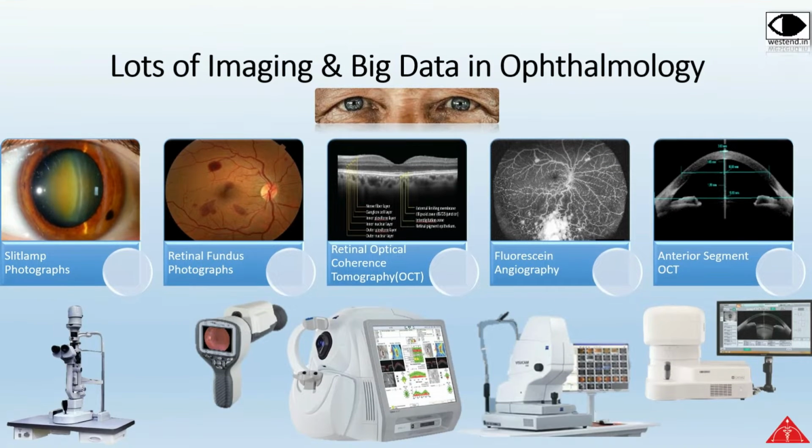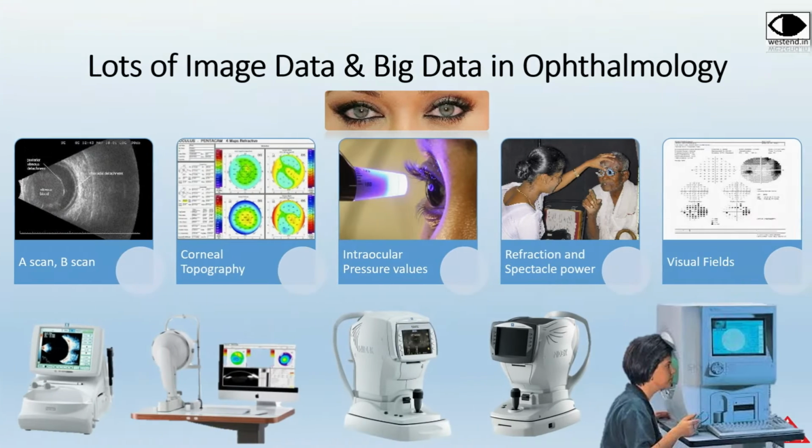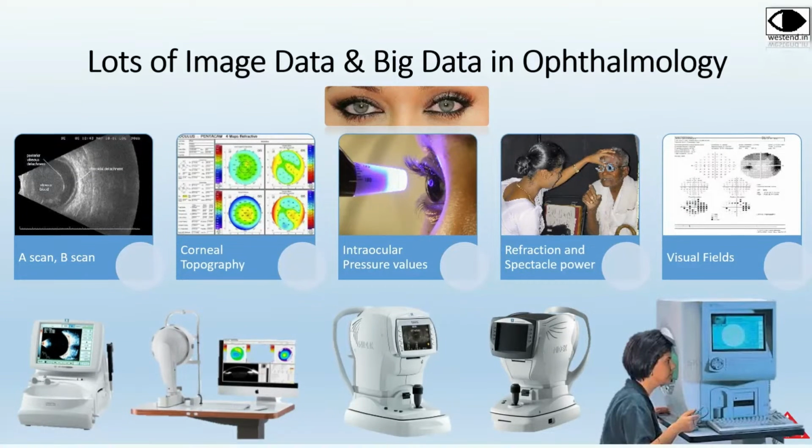There is a lot of imaging and big data in ophthalmology. Slit lamp photographs, retinal fundus photographs, optical coherence tomography of the anterior segment and retina, fluorescein angiography, A scan, B scan, corneal topography, intraocular pressure values, refraction and spectacle power, visual fields, and so much more.